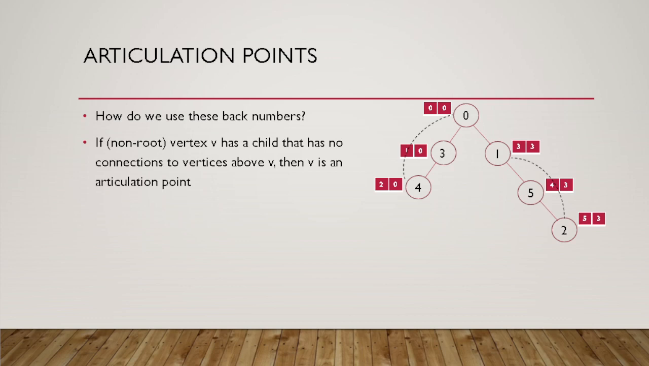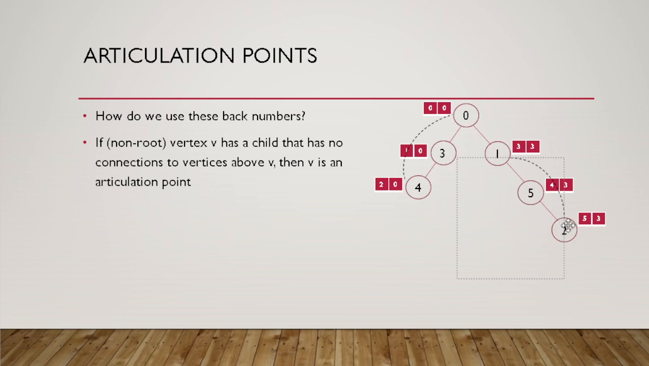And that's fine, but what do we do with these back numbers? Well, here's the cool thing. If there's a vertex that has a child with no connections to vertices above V, then V is an articulation point, right? And that kind of makes sense because remember, when we remove the vertex V, as we said earlier, all of its children are going to get disconnected from the main graph, right? Now, if there's no connections from that subtree back up to items above it in the tree, then V must have been an articulation point, right? So as an example here, if we removed 5, 2 would get disconnected, right?